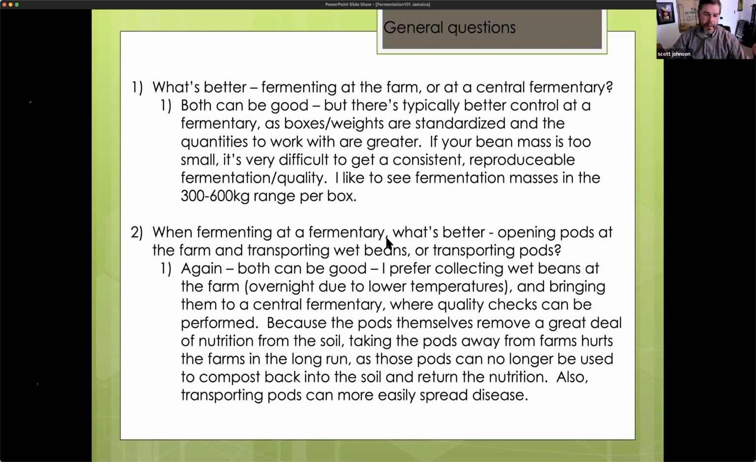All right, so when fermenting at a fermentary, is it better to open the pods at the farm and transport the wet beans, or to transport the pods to the fermentary, and then open them there? And I'd say both of them can be good. I think there are pros and cons.